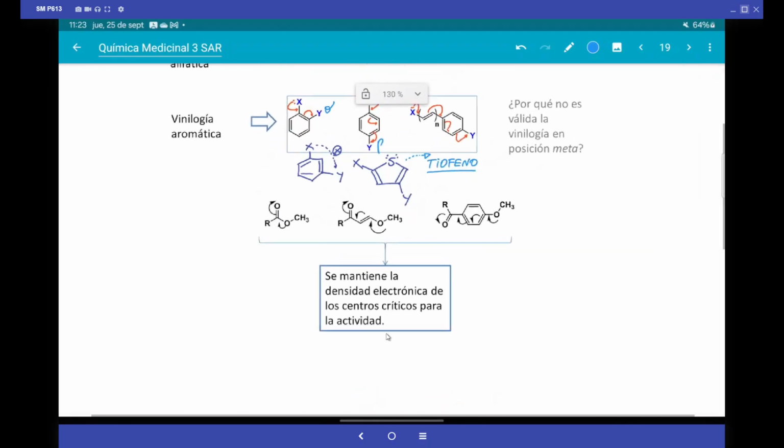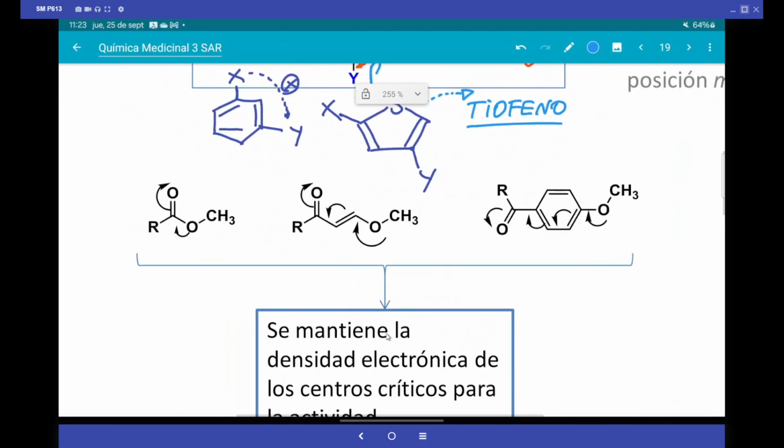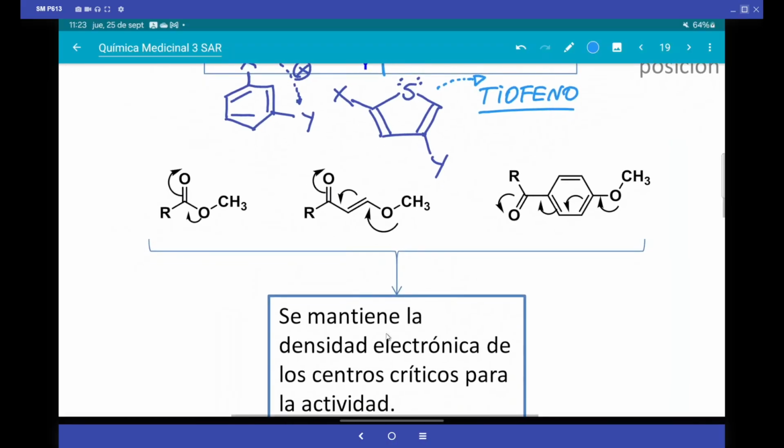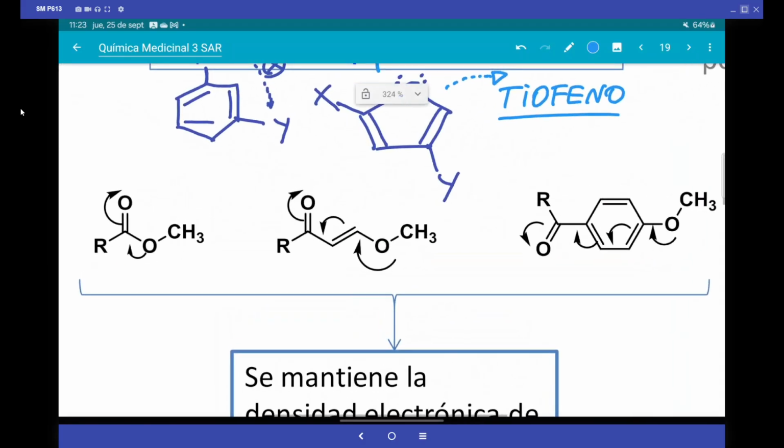What happens here? Three examples: electronic density of the critical centers for activity. In the first case, we have an ester, where an oxygen is electropositive and the other electronegative. In the three cases, it is preserved. Because here, when inserting the double link, we have the conjugation. And if we insert it in para, it is also preserved, that distribution of charge. But if it was in meta, in the last case, here in meta, no, there it is lost.